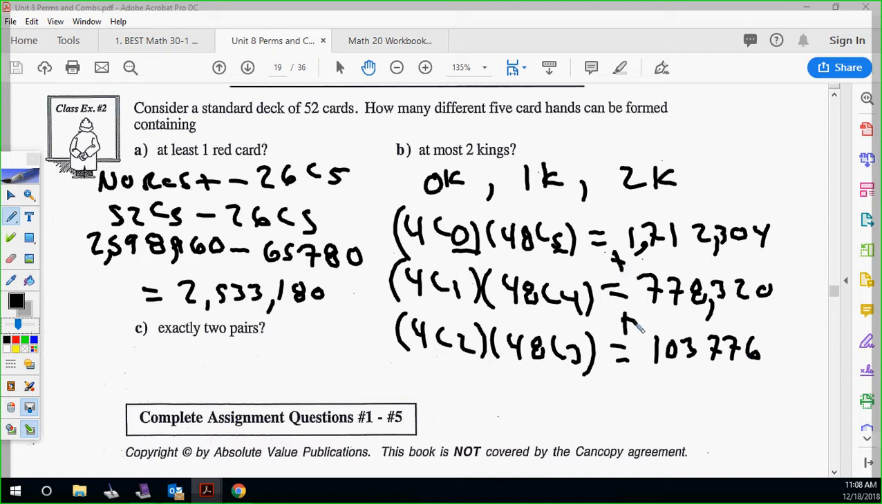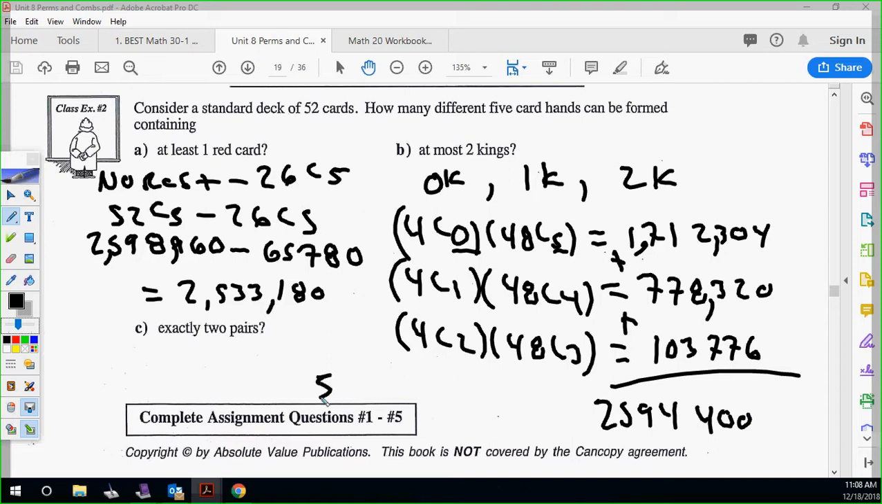So we add these now. When you add all of those, you get 2,594,400. And I want to point something out here. 2,594,400. So 2.5 million. So guys, what's the total for cards again? So what's 52 choose 5?